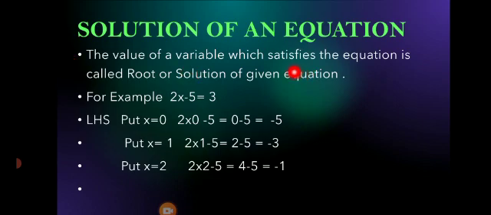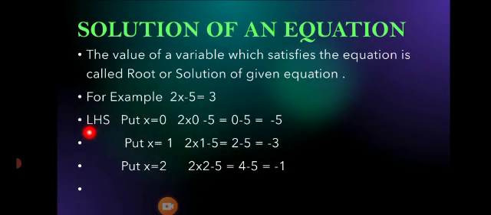Now solution of an equation: the value of a variable which satisfies the given equation is called the root or solution of the given equation. Let's take one example, 2x minus 5 equals 3. We want to find the solution of this equation. For this, we will put different values of x. In the end, we will check that the left hand side and right hand side become the same at some particular value of x. Then that value will be the solution or root of the given equation.